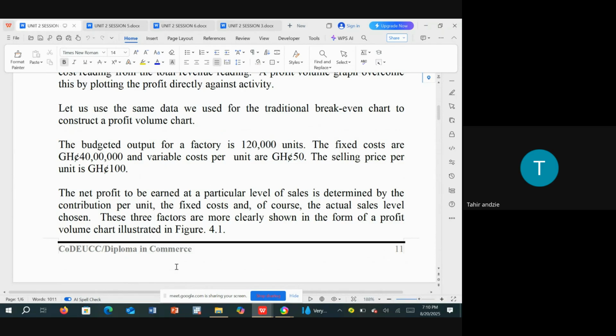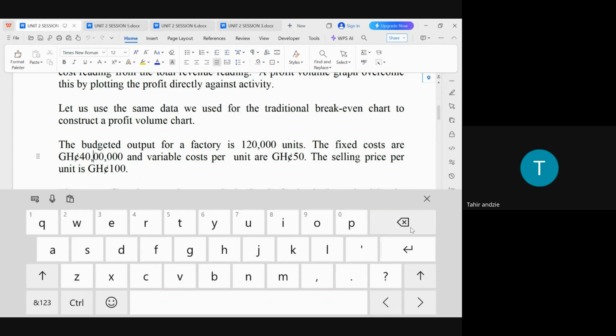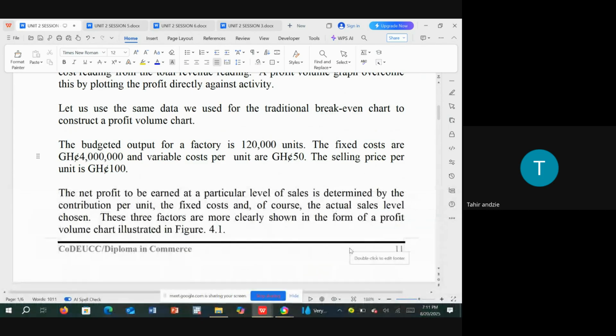All right. So the question was, the budgeted output for the factory is 120,000 units. And then the fixed costs are 4 million. It was 4 million then. Now this one, I think it's still 4 million, just that the comma is at the wrong place. So sometimes you do these corrections. So it is 4 million, and the variable cost per unit is 50 cedis. The selling price is 100 cedis.